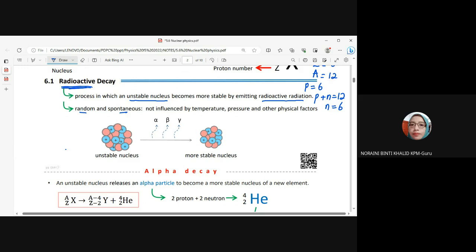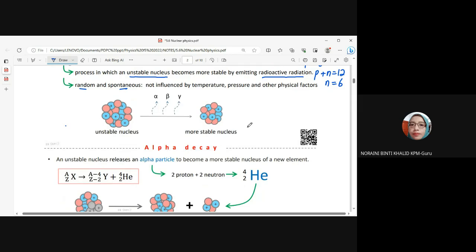Okay, kita tak tahu mana satu akan decay. Dan bila akan berlaku juga kita tak tahu. So that's why we call it random spontaneous. Not influenced by factors like temperature, pressure or other physical factors. Okay, tak ada faktor yang mempengaruhi dia. Ini contoh unstable nucleus release energetic particle like alpha, beta or electromagnetic wave or energy like gamma, so it become more stable. So the process we call it radioactive decay. Okay, so you need to memorize the definition of radioactive decay.